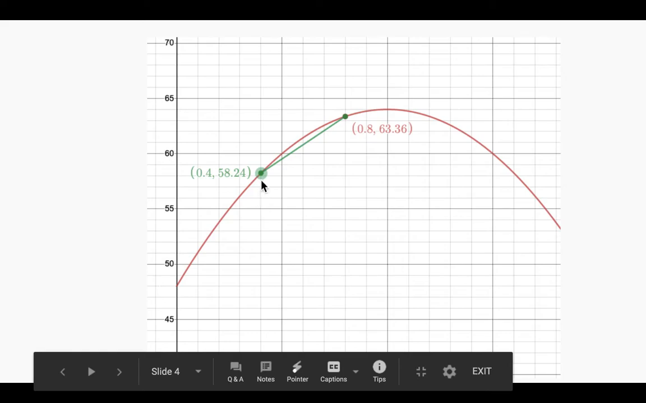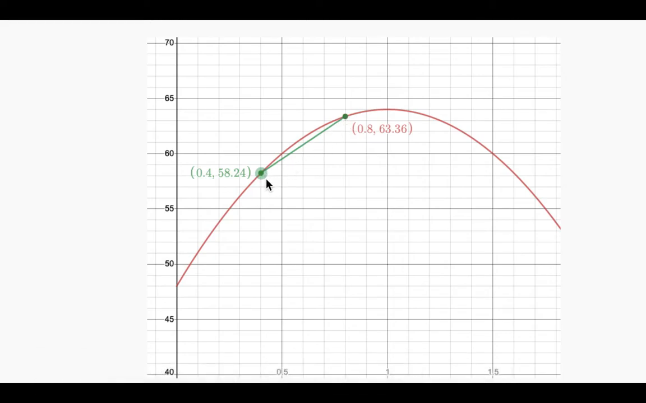So we figured that we could draw a secant line that connected those 2 points. This is when time is 0.4 seconds, and this is when time is 0.8 seconds. And we talked about how we could calculate the average velocity between these 2 points to start getting closer to this instantaneous velocity. But the average velocity is change in distance over change in time.